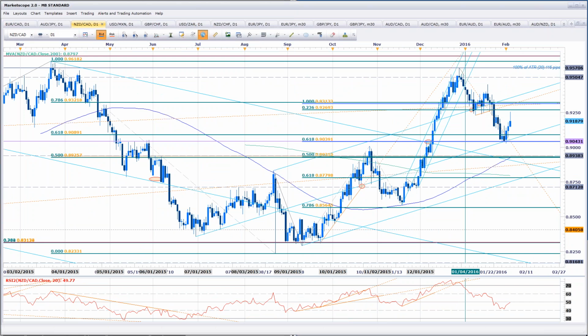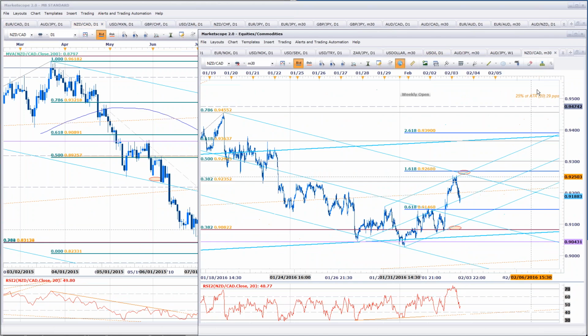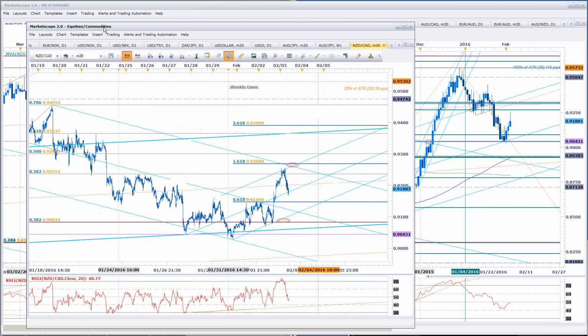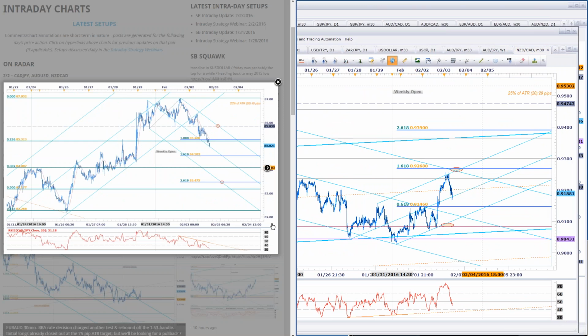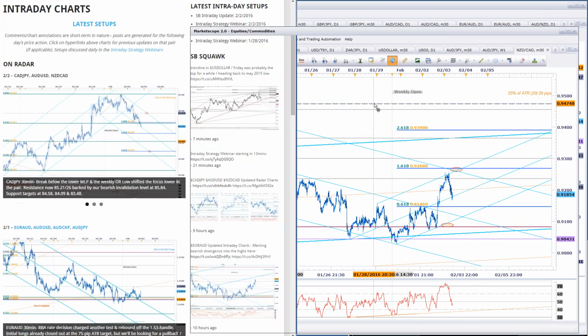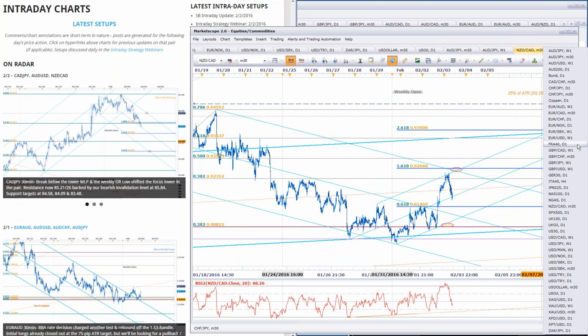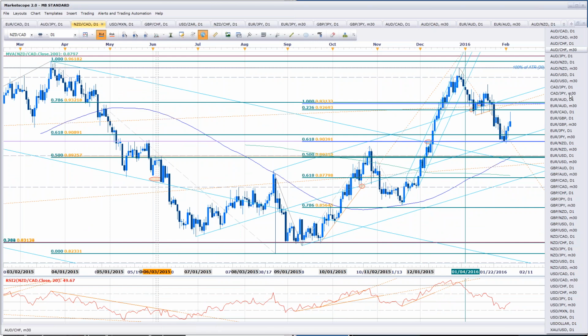So Kiwi CAD looks like on the daily, nothing to write home about. Here's a 30-minute, and here's what it looks like now. Oops. Wrong chart. CAD yen. I do want to take a look at Kiwi CAD as well. Where's CAD yen? There we go.